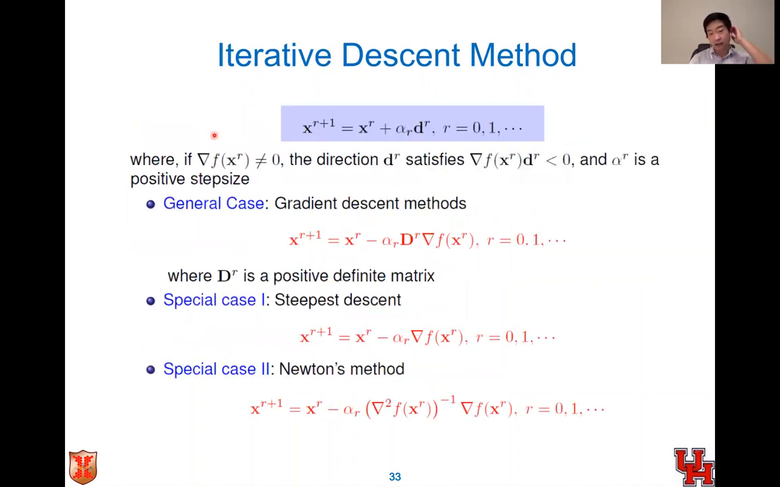This is a general case, as long as the direction is going downhill. We have special cases. One is the steepest descent method, where I go in the direction of steepest descent. The second is the Newton method, basically using the Hessian, the second order differentiation, to try to improve the convergence.